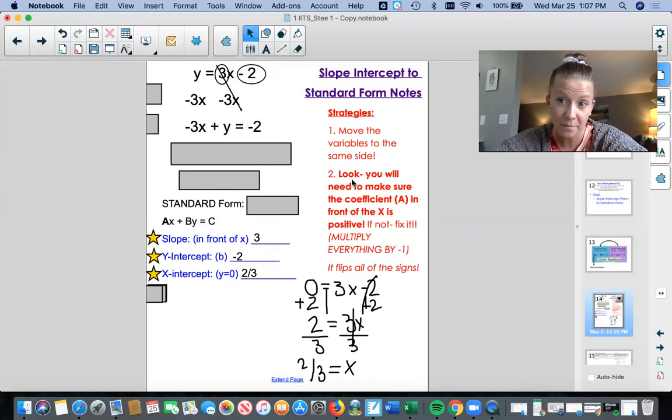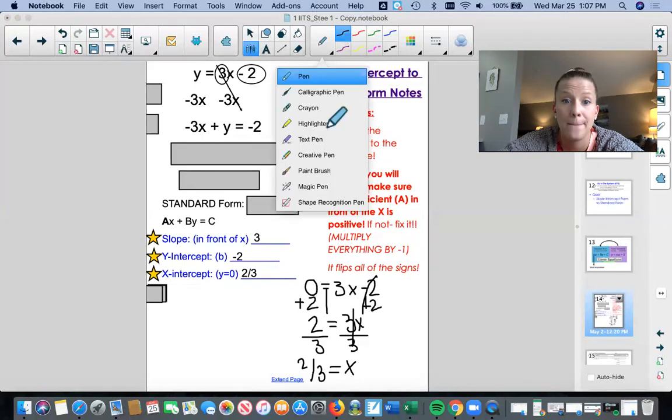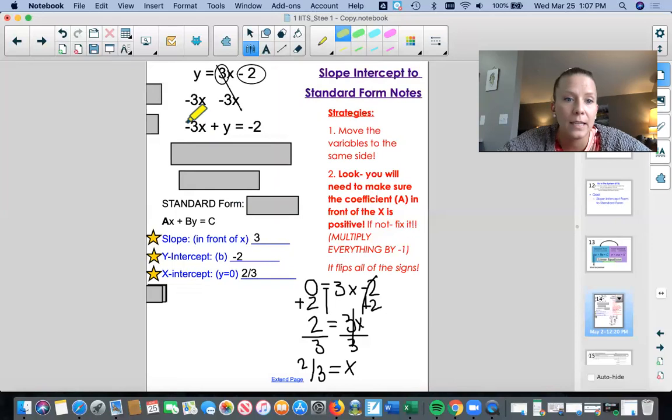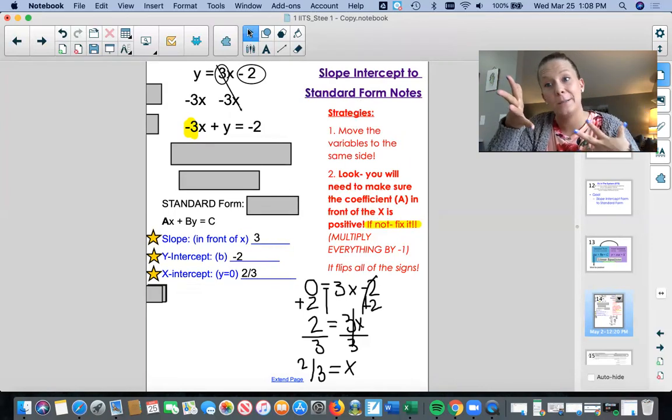So sometimes you'll be done, but I have to look. I need to make sure the coefficient, or the number in front of the x, is positive. So if we look here, let me get my highlighter out. I'm looking, is this number here positive? If it's not, we have to fix it. Otherwise, it's not in proper form. How do we fix it? It's actually a really easy step, but you need to make sure you follow the rules.